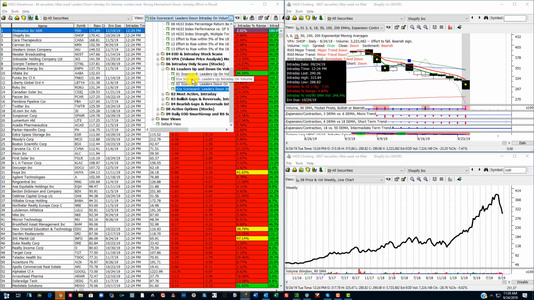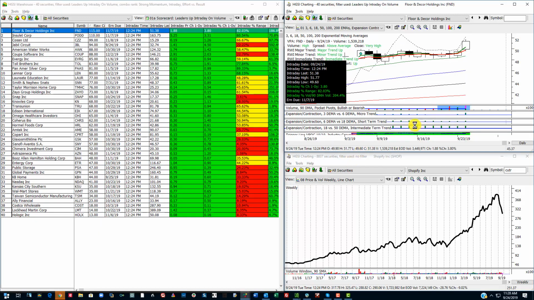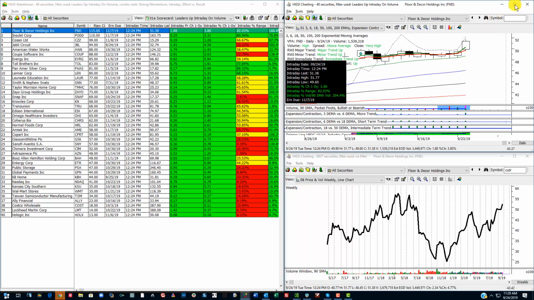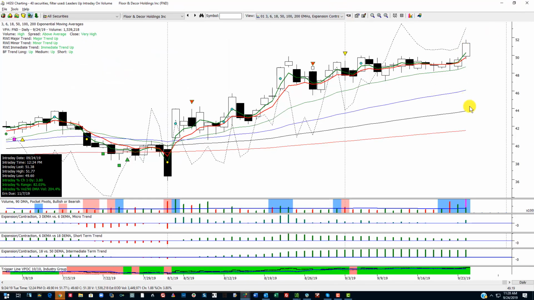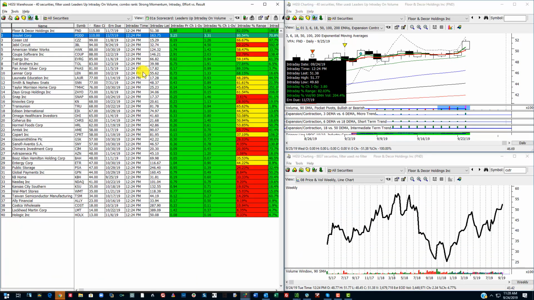Now, let me go back up to the other one. Floor and Decor Holdings. This one is up. And you can clearly see that the fan is in place and this stock is moving up. So even when the market is weak, you're going to find stocks that are going up. And this is one way to do it. Use my views. Locate these stocks and you get a good handle on what's going on in the market.